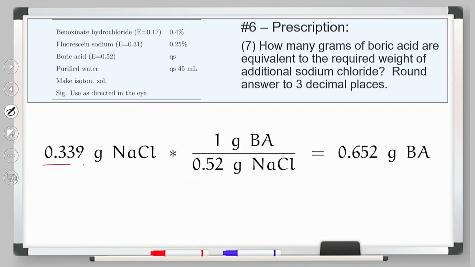So if that's my target, the amount of sodium chloride I need from boric acid, then I'm going to take its E value. But remember, since we're converting from sodium chloride to a drug, we set it up as: for every 1 gram of boric acid, there are 0.52 grams of sodium chloride. So if I divide by that number, I have finally converted to the weight of boric acid. That 0.652 grams of boric acid, when added to the weight of my fluorescein and the weight of binoxonate, all mixed together in a total volume of 45 mLs, would produce an isotonic solution. Because remember, those properties are all additive.